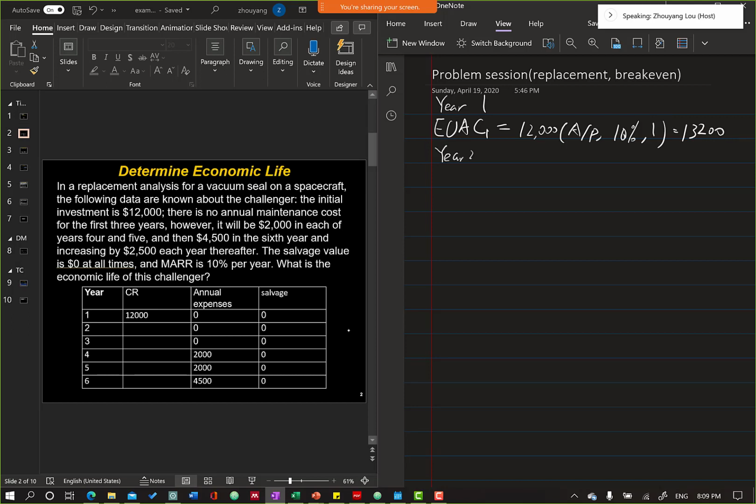And year 2. Since we don't have anything in year 2, the annual worth from year 1 to year 2 is still just the capital recovery amount, A given P, 10%, and since we have 2 years, just put 2 there. That would be 6,914. For year 3 and year 4, it's a very similar pattern. We still keep this A given P and just change the years in the factor. For year 3, that would be 3, and we get 4,825. Oh, sorry, that's only for year 3.